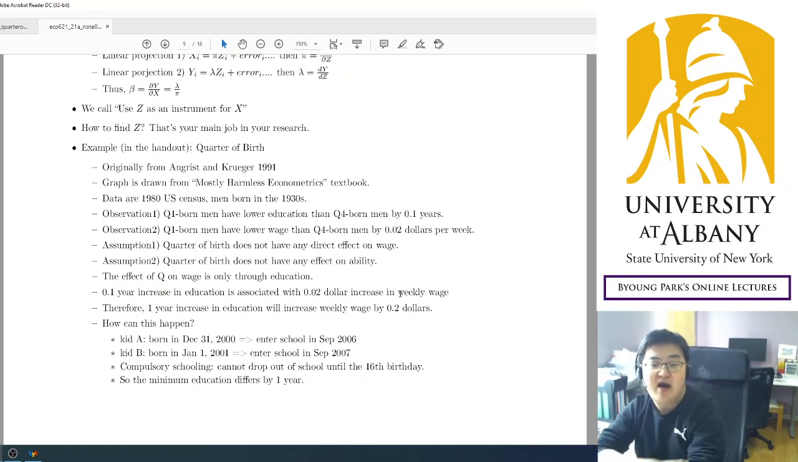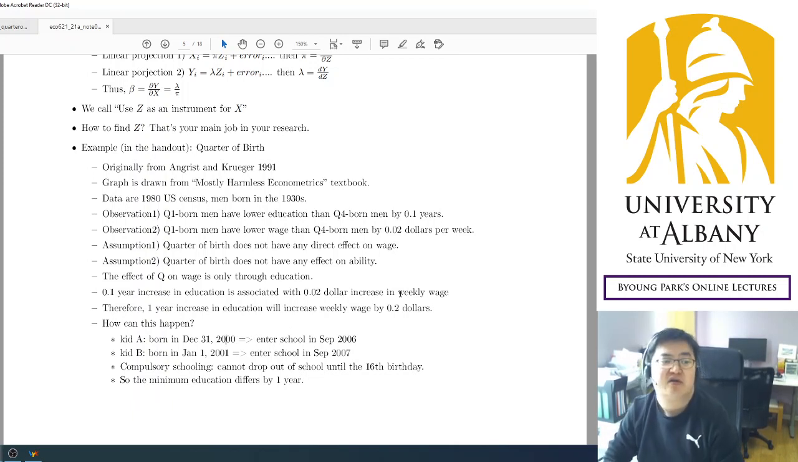This is how the instrument variable can control for the endogeneity problem. It's a very interesting, very surprising result. Then let me explain what's going on, why this happens.